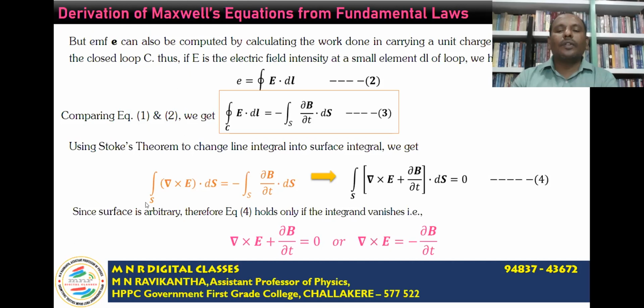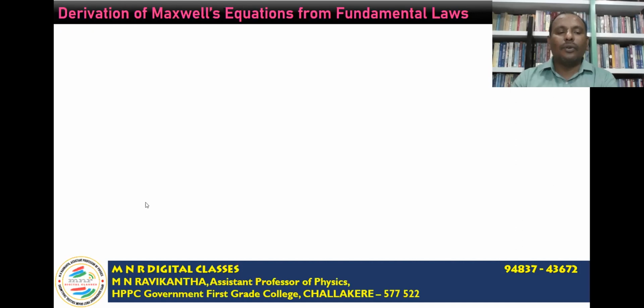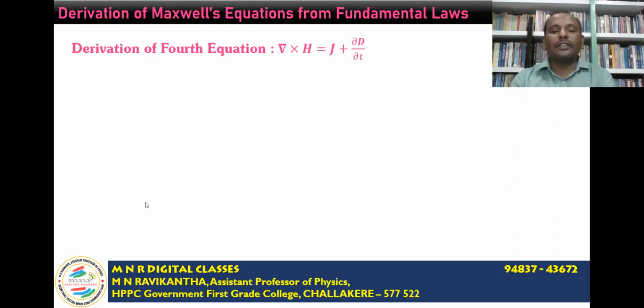This proves the third Maxwell's equation. Now comes the fourth equation. The fourth equation is del cross H is equal to J plus ∂D/∂t. H is the magnetic field intensity, J is the current density, and D is the electric displacement vector.